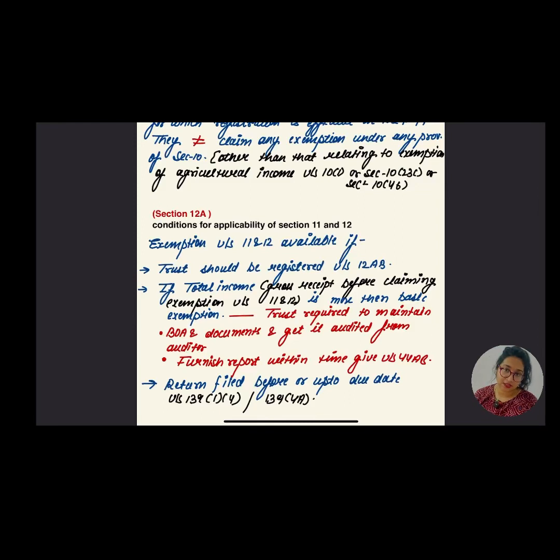So let's continue our remaining sections of computation of total income of trust, okay, and we are going to complete this chapter. And with this we are going to cover two questions, okay. So let's go for it now.